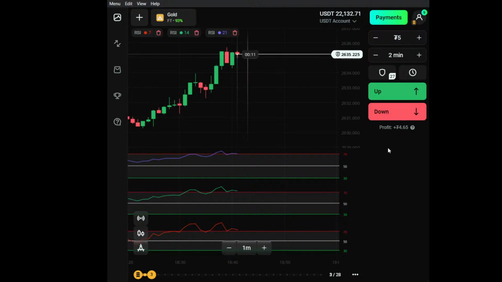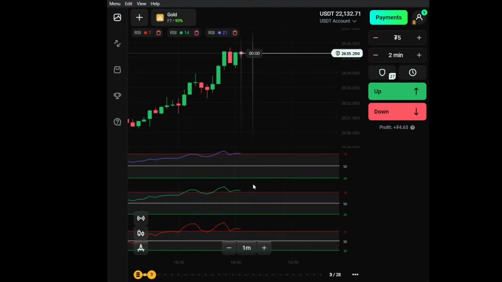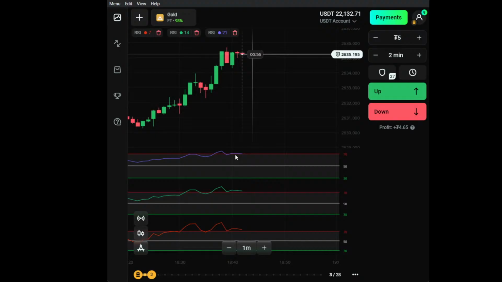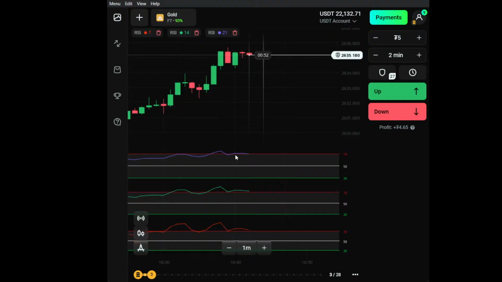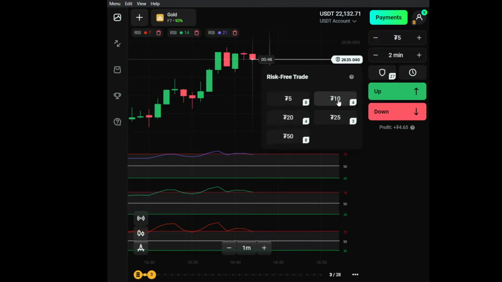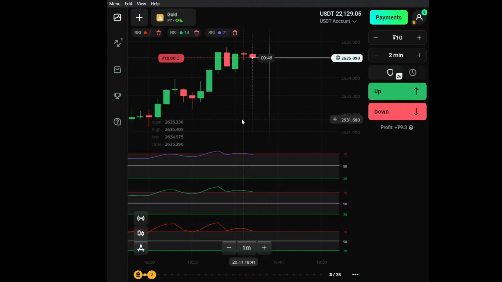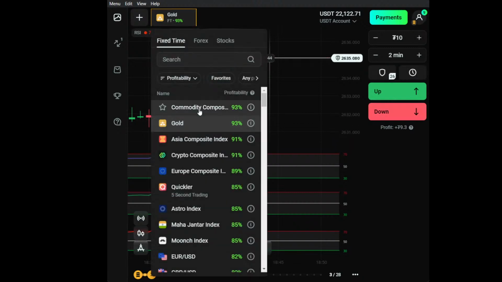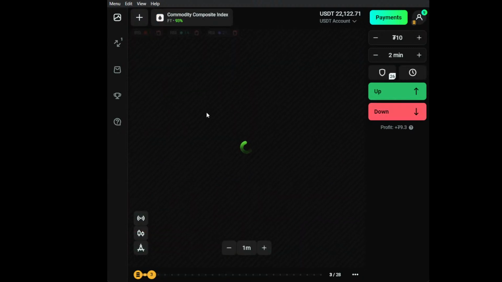So always remember, when you use 3 RSIs, 7, 14, 21, and you name the strategy triple rebound, there is going to be a reversal. There will be a reversal in trading. So this is going to be what we call a counter trend strategy. All right. So here you see, it is still not a very clear signal, so what I'm going to do is use a $10 risk-free trade, and I'll make a down trade. Let's see how this goes.